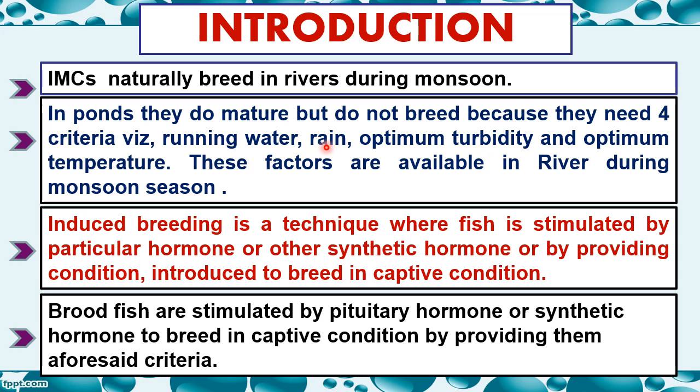What is induced breeding? Induced breeding is a technique by which the economically important fish are bred through artificial stimulation. Broodfish are stimulated by pituitary hormone or synthetic hormone to breed in captive condition. Broodfish means sexually matured fish. In induced breeding, some of the methods employ an artificially created natural environment for breeding in fish. One such type of breeding is bund breeding.